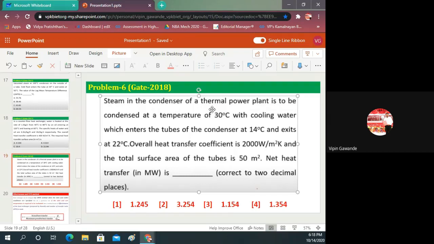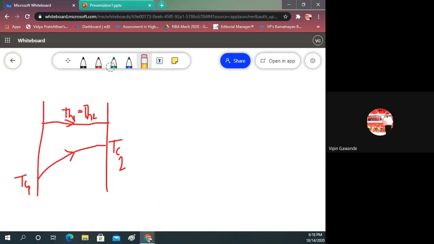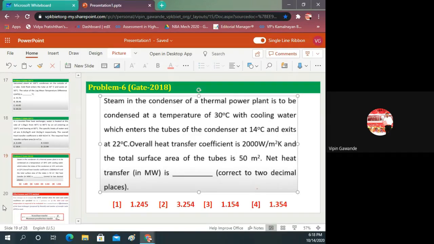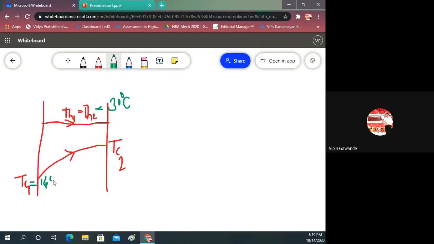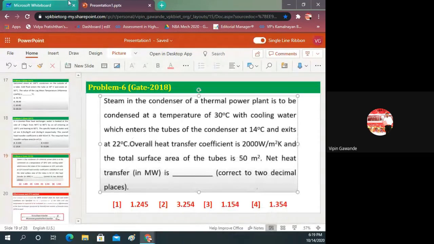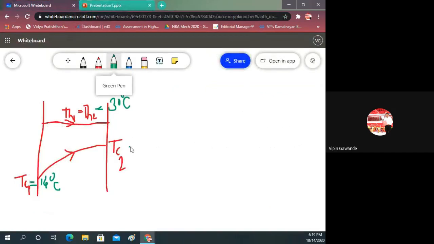Okay, steam in the condenser, I have drawn the diagram, is to be condensed at a temperature of 30 degrees Celsius. So this is 30 degrees Celsius. Steam is condensed at 30 degrees Celsius with cooling water, which enters the tube of the condenser at 14 degrees Celsius. Cooling water, cold water enters at 14 degrees Celsius. So this is 14 degrees Celsius. The next one is, it exits at 22 degrees Celsius. So the next temperature is 22 degrees Celsius.